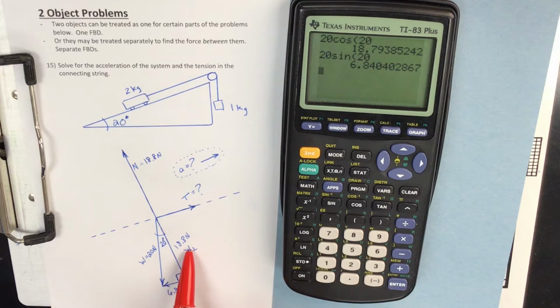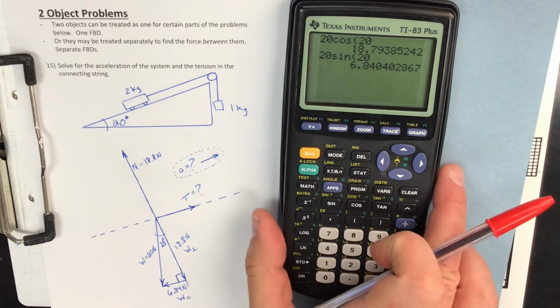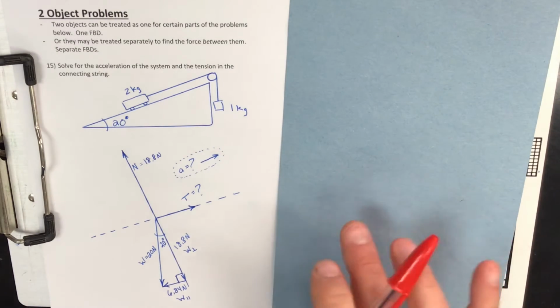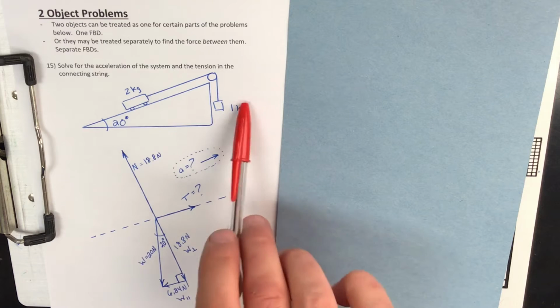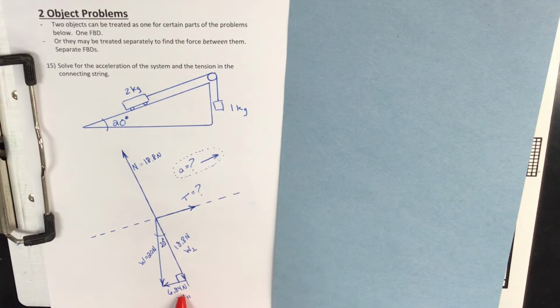You get 18.8 newtons and 6.84 newtons for the weight component perpendicular to the incline, pushing it into the incline, and the weight component parallel to the incline, pulling it down the incline. This is the one we're going to want for the initial application. So, what causes the acceleration? The weight of that. What resists the acceleration? 6.84 newtons, the weight component parallel.